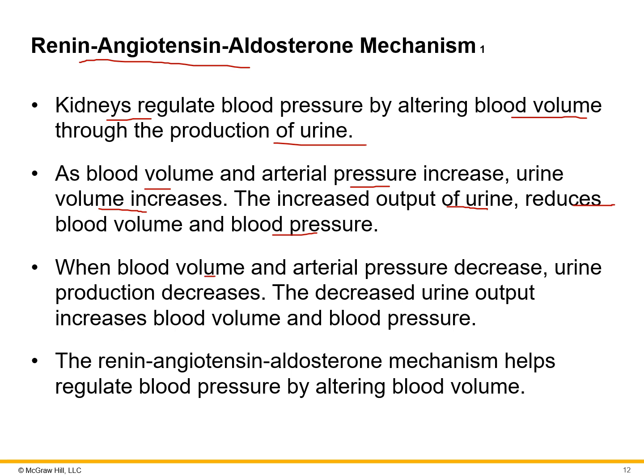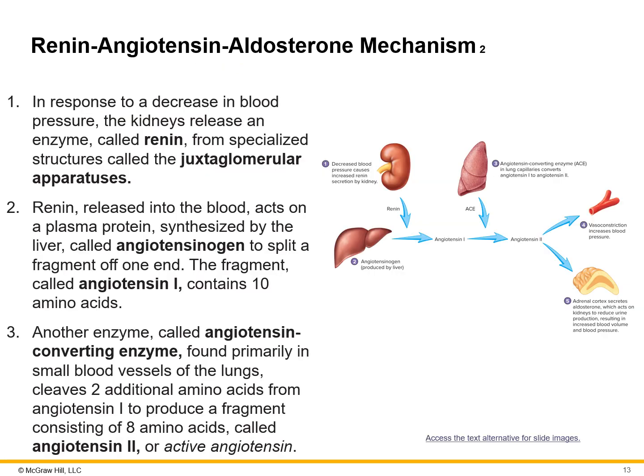When the blood volume and the pressure decrease, then urine production decreases, and then we get the opposite effect. Decreased urine output increases blood volume and the blood pressure goes back up. So we have this cyclic process happening. This renin-angiotensin aldosterone system helps regulate blood pressure, again, by altering that blood volume.